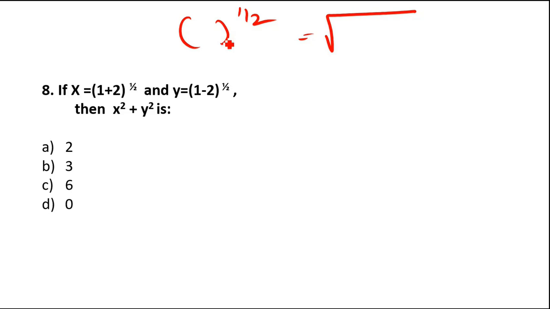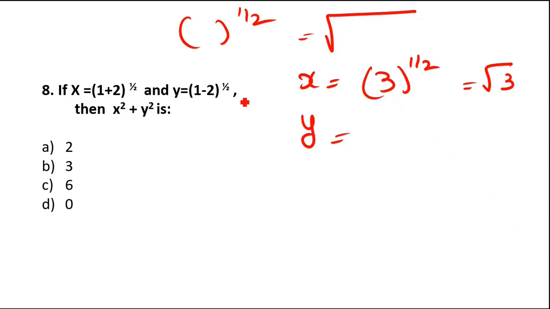Squaring of any negative value or positive value can give you only positive value. So x is equal to 1 plus 2. 1 plus 2 is 3, 3 power 1 by 2. So 3 power 1 by 2, you can write it as root 3, or otherwise you can use the same as 3 power 1 by 2.